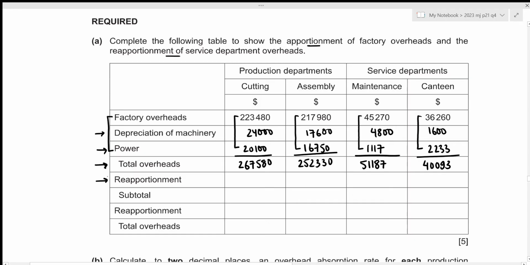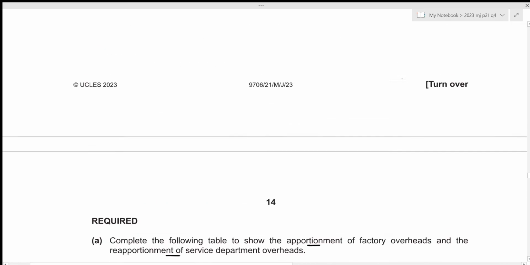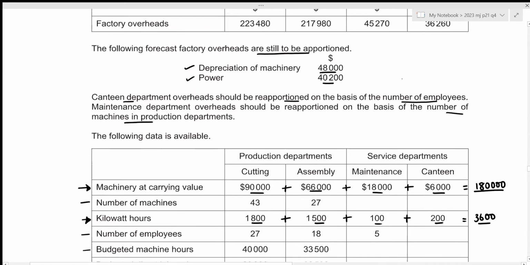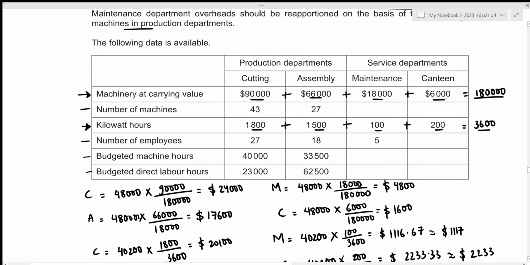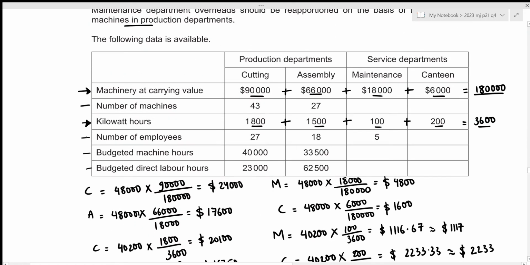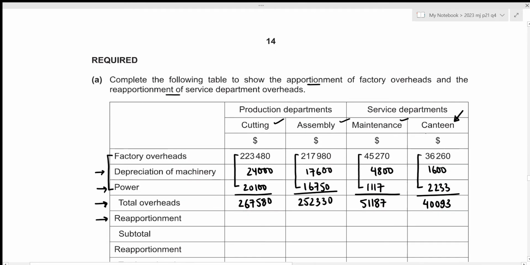Now we need to reapportion. So firstly, we need to reapportion the overheads for our canteen department among the three departments, cutting, assembly, and maintenance. And we were given the basis of reapportionment as well. It was the number of employees. Number of employees is given right here. Again, the first thing that we need to do would be to figure out the total. So that is just going to be 27 plus 18 plus 5, which is 50. And the total overhead for canteen is 40,093.